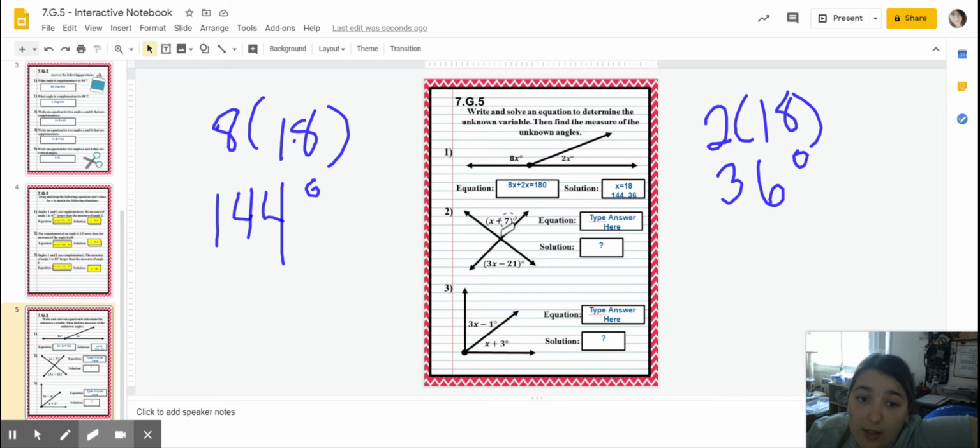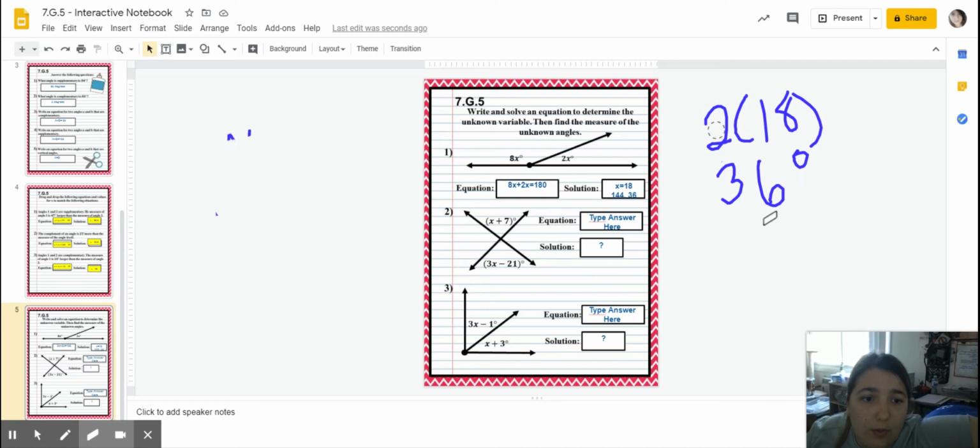Actually, there's 2 ways to solve this. We can solve it this way, or we can solve it this way. I'm going to show you which way I want you to solve it. Let's just erase this real quick. Okay.